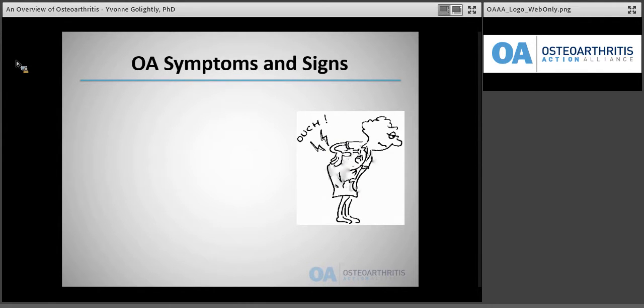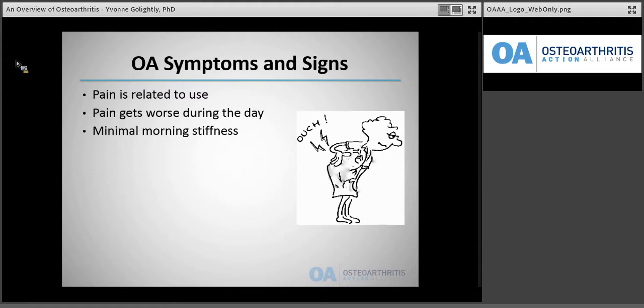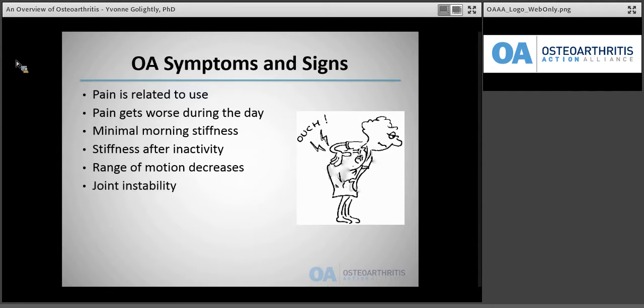And some of the general symptoms that we see in osteoarthritis include pain that occurs when the person uses the joint. Their pain does tend to get worse as the day goes on. They may have some stiffness first thing in the morning, but it doesn't last for a long period of time. It doesn't last for hours. They may have stiffness after periods of inactivity, so if they sit for too long. They can have loss in range of motion. They may experience joint instability, bony enlargement, crepitus, or grinding of the joint, and then swelling.